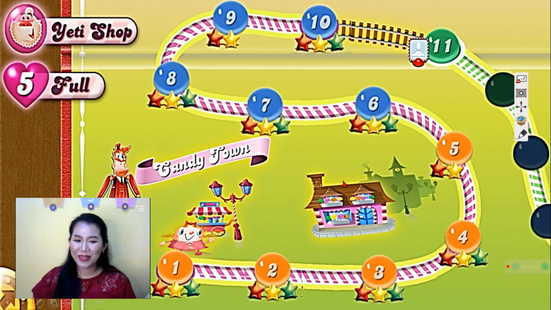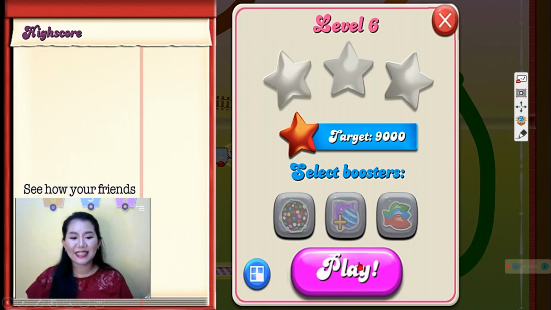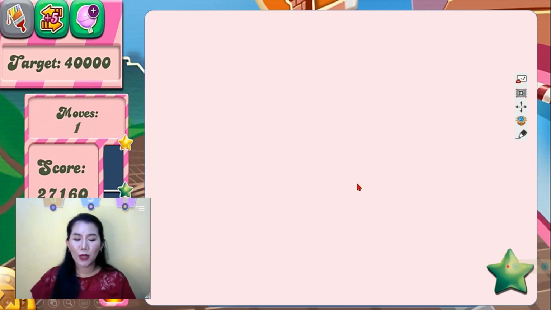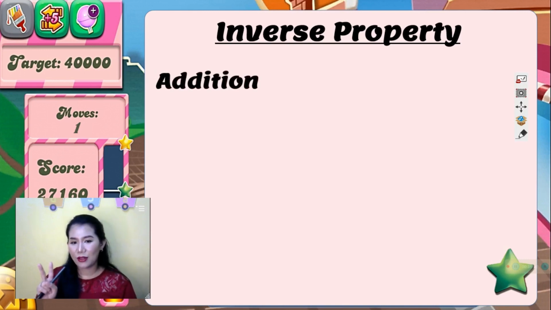Wonderful! Level completed. Okay, so let's proceed to level 6. Malapit na tayo matapos. Alright, so for level 6, what property are we going to discuss? We have the inverse property. Okay, so for inverse property, we'll have to consider two things again. The first one is the inverse property for addition.